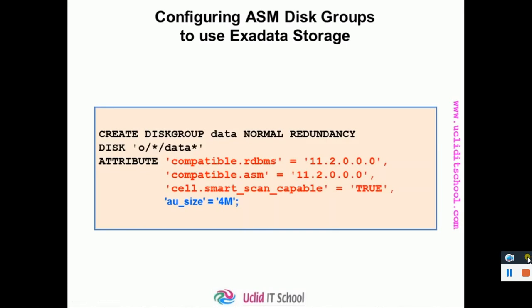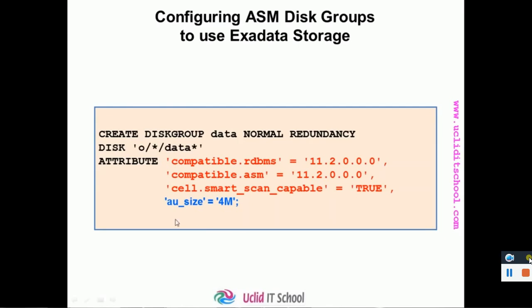So what are those? Once again, both the compatible parameters should be set to a minimum of 11.2. Then, if you are running different versions of the databases on Exadata, compatible.rdbms must be set to the minimum version. Suppose you have an 11.2 and a 12.1 database on Exadata, it should be set to 11.2. And ASM compatibility should always be higher in the configuration, that is 12.1. And the attribute cell.smart_scan_capable should always be set to true. Then only smart scan will be used for the data stored on the disk group. If you don't set this and you have some data on this disk group, smart scan will not be used for that data. So you lose that advantage of smart scans.